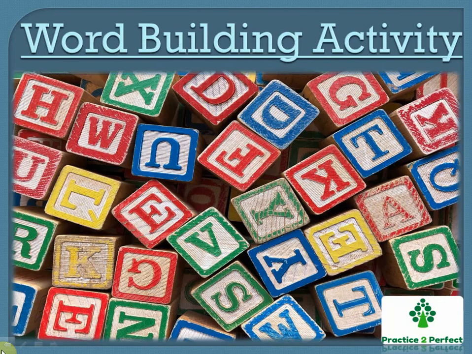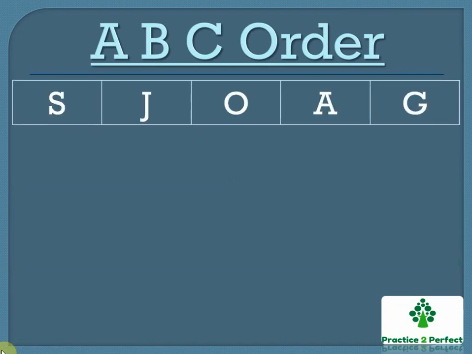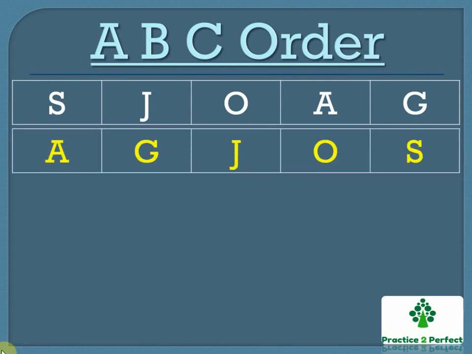First you have to mix all the alphabets well and place them in the center. Randomly pick a few alphabets, say 5 to 6 alphabets, and place them in front of your kid. Now the task is that your kid has to arrange these alphabets in ABC form or the correct alphabetical order. Let me explain you with an example. I have picked alphabets S, J, O, A and G. Now, when I arrange it in alphabetical order, the order comes as A, G, J, O and S.